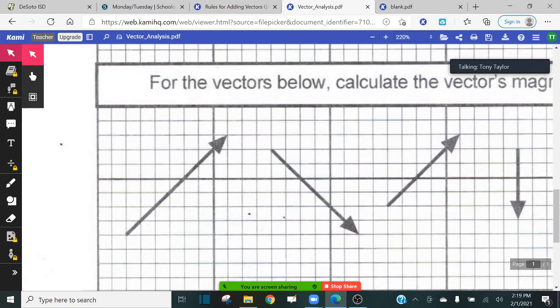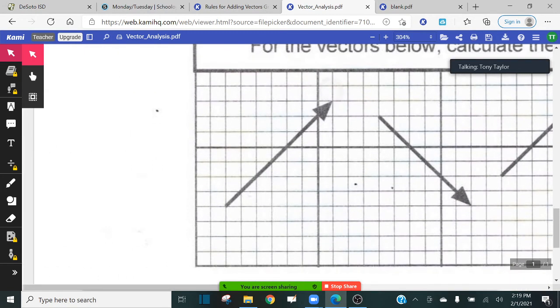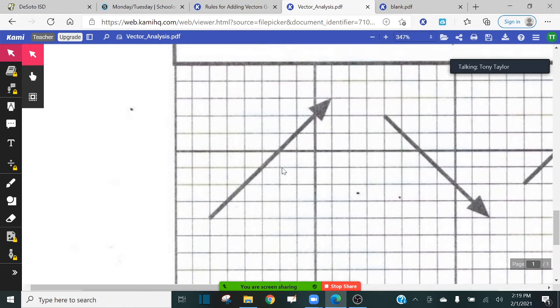Okay, so guys, suppose I give you a vector that looks like this. Okay, look at this arrow here. Suppose I give you that vector and I ask you to find the magnitude of that vector. Remember what magnitude means. Magnitude means the length of the vector, how long it is. Can someone tell me from last semester, how do we find the magnitude of a vector if we know its x and y components? Anyone remember?